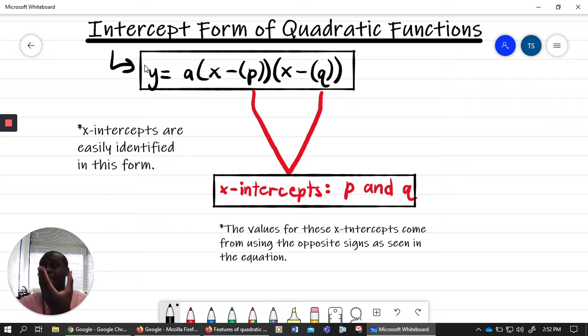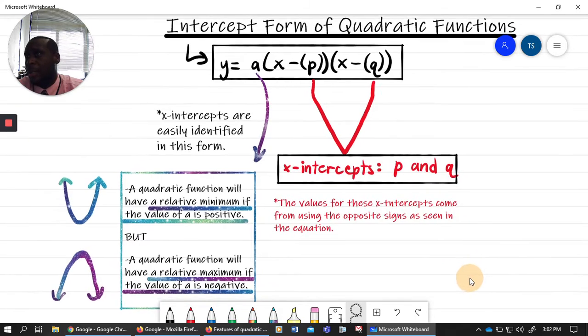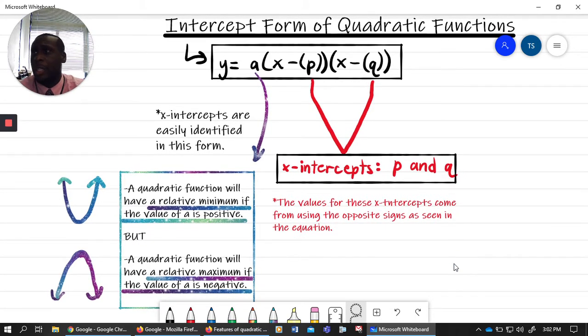If it opens down, sorry, there's going to be a maximum. So if the a value is positive, it'll open up and there'll be a minimum. But if the a value is negative, the parabola will open down and there will be a relative maximum. If a is negative, there will be a relative maximum. If a is positive, there will be a relative minimum. So that's what these three values determine in the intercept form for a quadratic function.